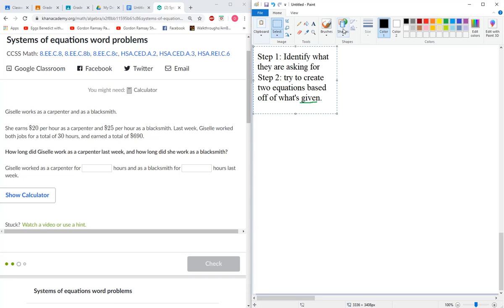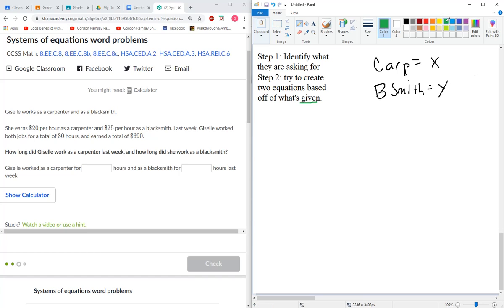So what are we looking for? What we're looking for is carpenter hours and blacksmith hours. So let's do that. For carpenter, I'm going to put it as X. And for blacksmith, I'm going to make that a Y. Yeah?